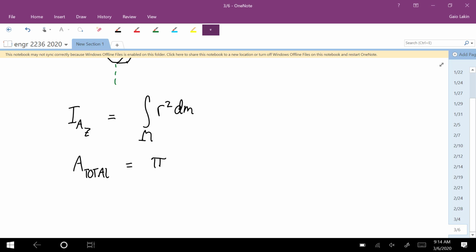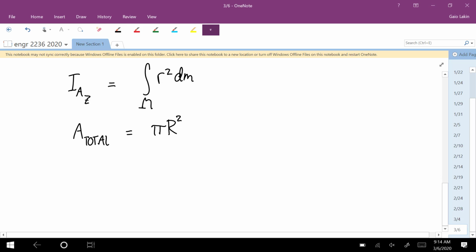So the total area is pi big R squared. And so the mass per area, I guess big M over A, is just big M over pi big R squared.